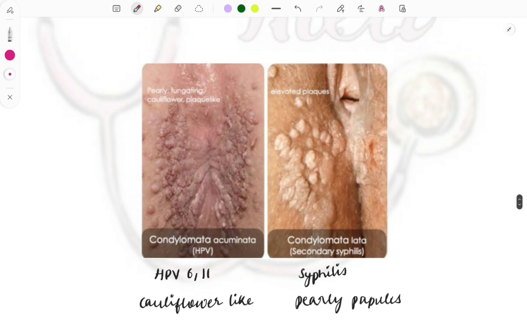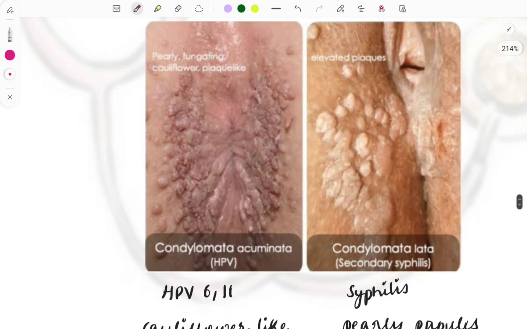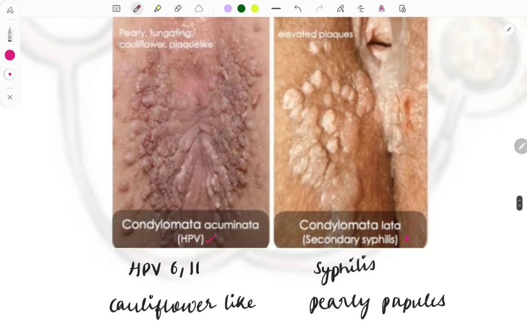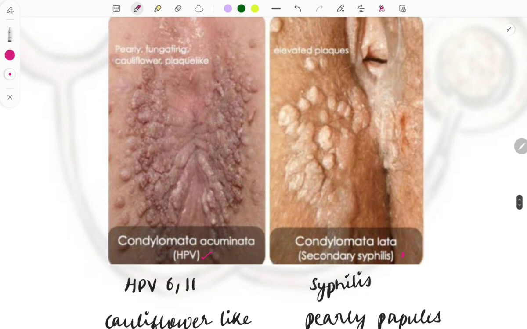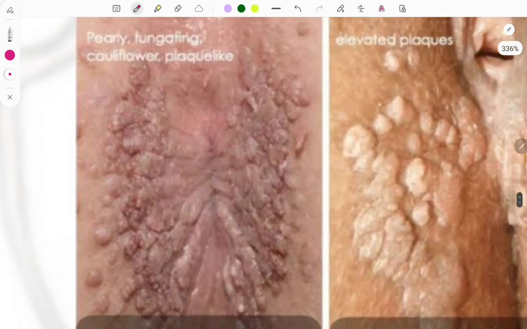infectious diseases are the Condyloma acuminata and the Condyloma lata. So Condyloma acuminata is caused by HPV, mainly 16 and 11, and this one is the manifestation of secondary syphilis. So how do you differentiate between the acuminata and the lata? See, in acuminata there will be a cauliflower like growth, and these will be pearly, fungating, cauliflower plaque like.